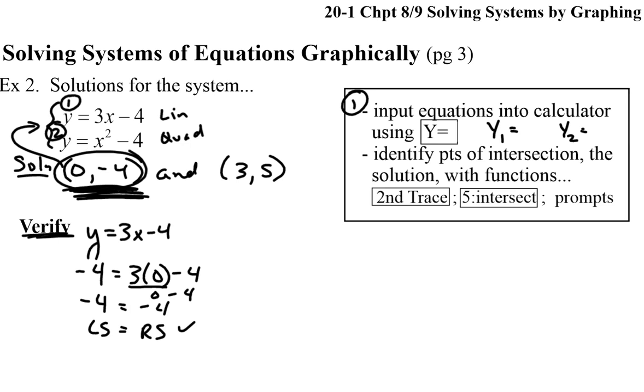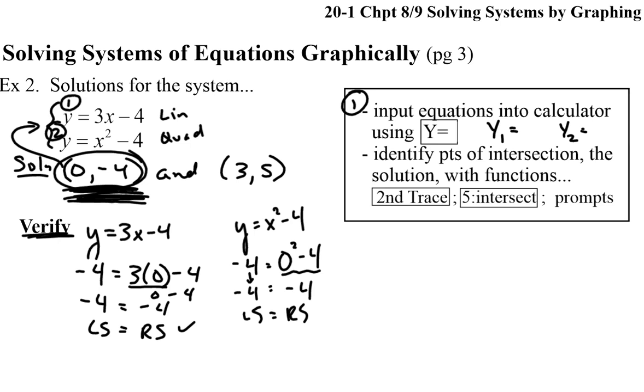I also need to verify my y equals x squared minus 4. So using 0, -4, because our solution has to work in both equations. So you need to verify both. We think y is -4. X we believe is 0. Squared minus 4. So I solve the right side. 0 squared is 0 minus 4. -4 comes down. Left side equals right side. That's a good thing. So 0, -4 is definitely a solution.